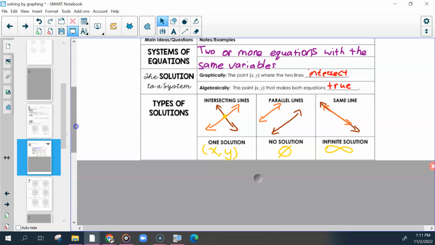This middle one goes back to our last unit when we talked about parallel and perpendicular lines. If we have parallel lines that never touch each other, they are never going to intersect. So we will never have a solution. And then this last one, if they happen to be the exact same line, they're going to lie on top of each other. And because of that, every single point is going to intersect. So there'll be infinitely many solutions.